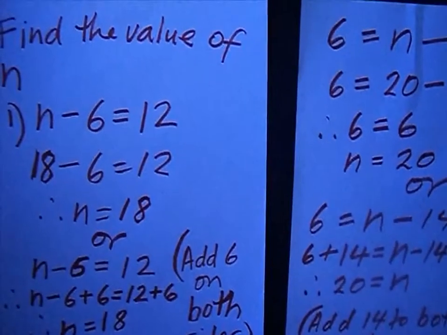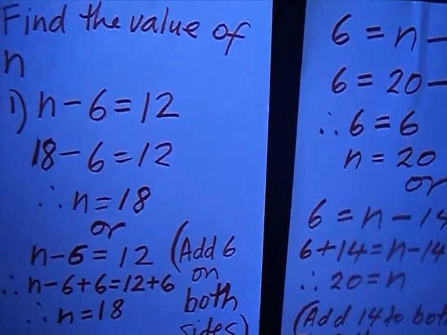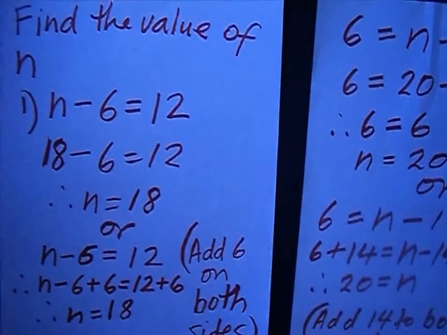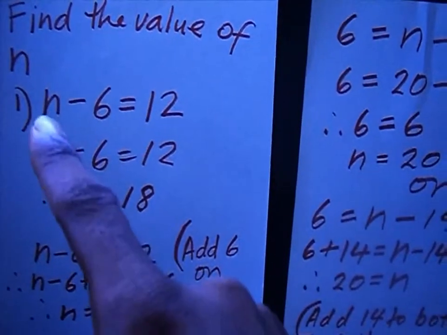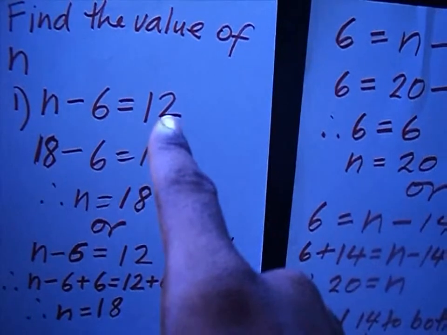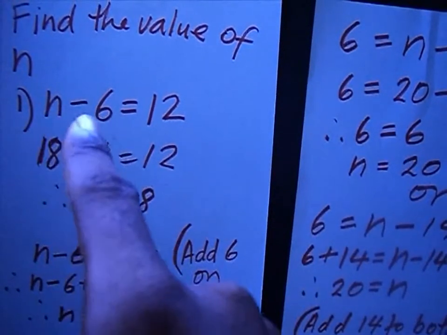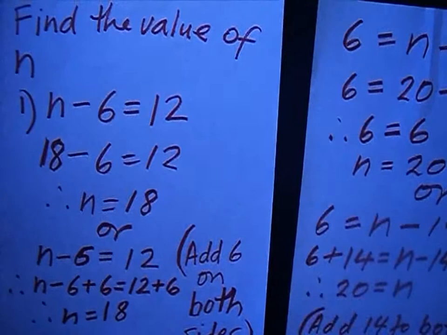Find the value of n. We have a situation whereby we have subtraction. Look here. A number minus 6 is equal to 12. Okay, a number minus 6 is equal to 12.